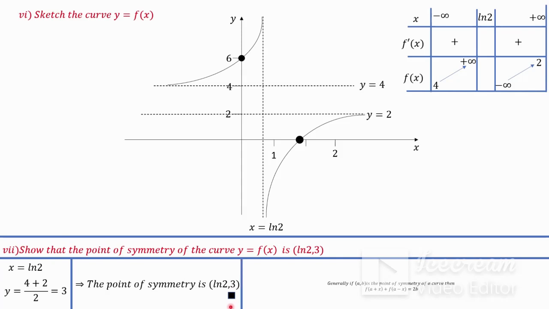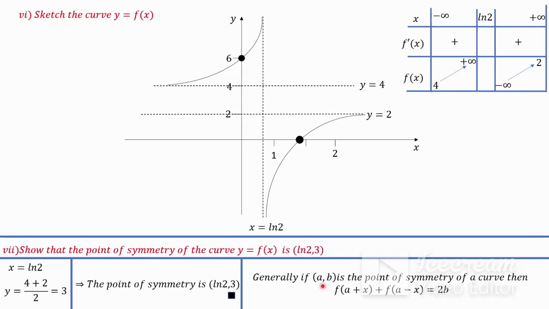So generally, if (a, b) is a point of symmetry of a curve, then f of (a plus x) plus f of (a minus x) equals 2b. So if we prove this statement, you can also get the result perfectly. You substitute a by ln 2 and b by 3, and you therefore prove that the left hand side equals the right hand side. It is also another methodology.